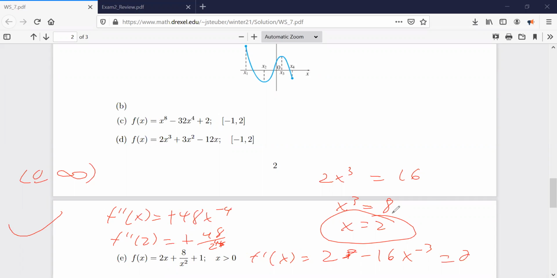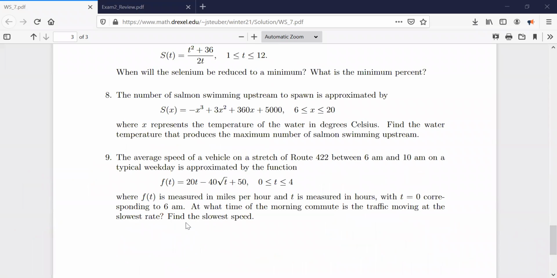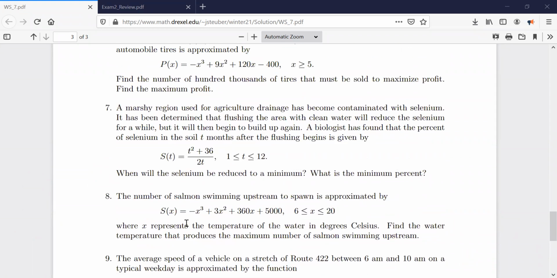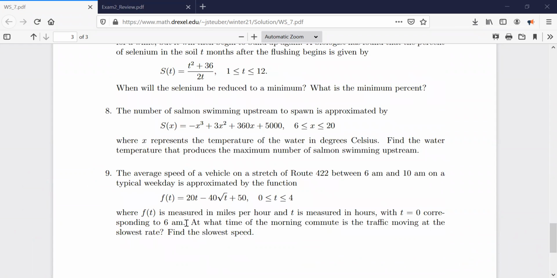So this is a local min. Or sorry, absolute min at 2, f of 2. Does that make sense to everybody? Okay. Do people have any other concrete questions that they want me to answer in this section? If not, I'm going to switch over to the exam review.